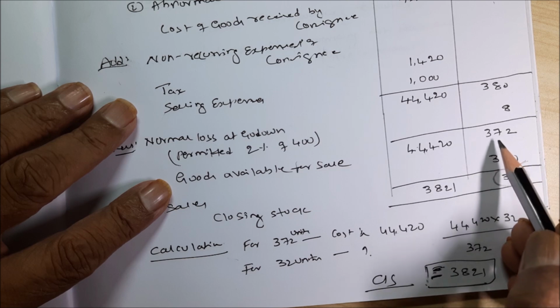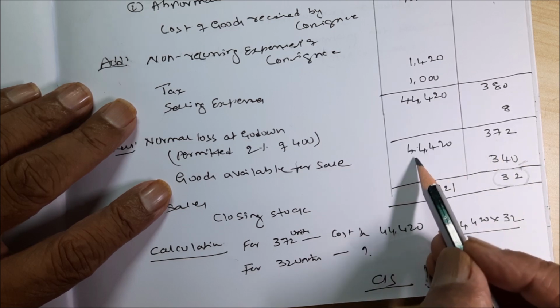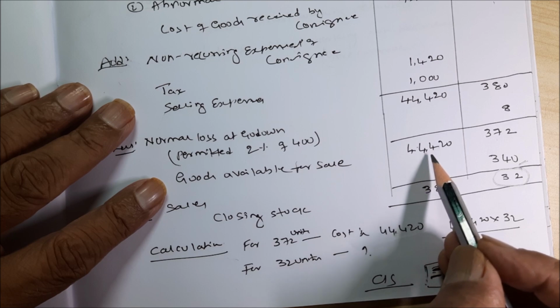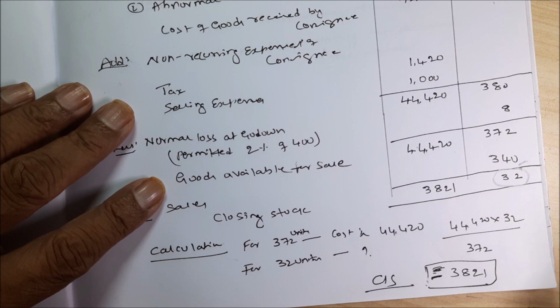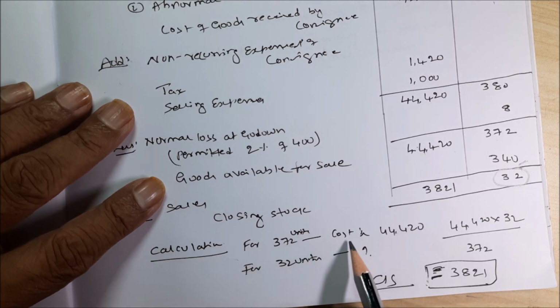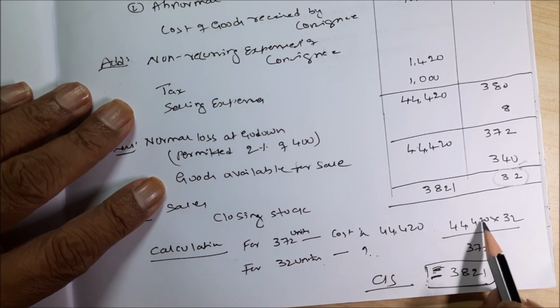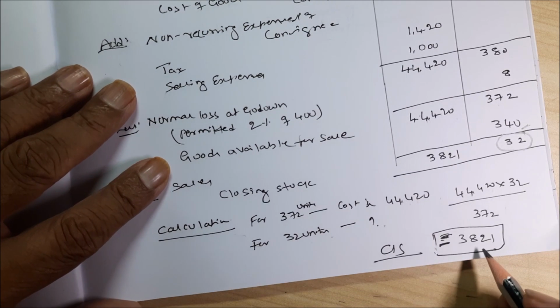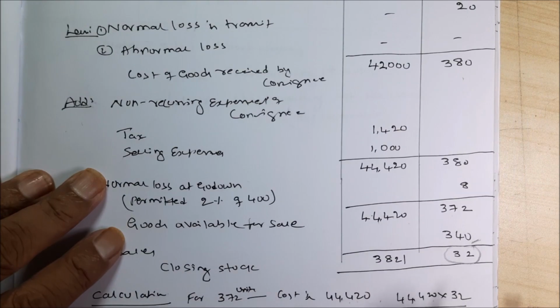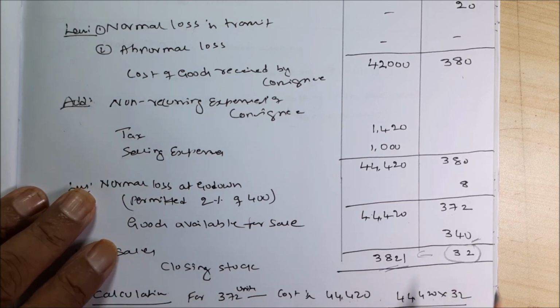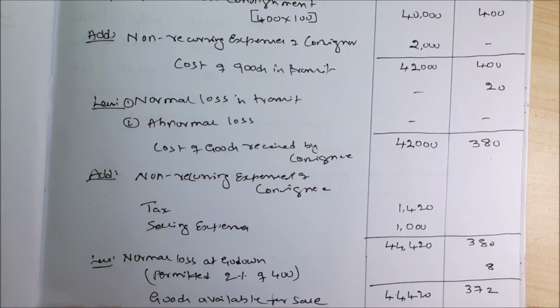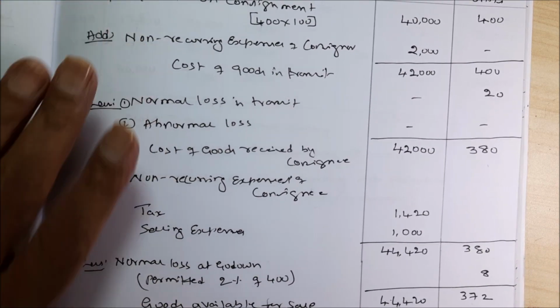So you say that for 372 units, what is the cost that you have incurred? That is 44,420, right? For 32 units, it is how much? Very simple. For 372 units, cost is 44,420. For 32 units, it is 44,420 into 32 divided by 372, which is 3,821. We have written for 32 units, it is 3,821. This is all we have to do for section B, that is consignment. This is problem number 4.